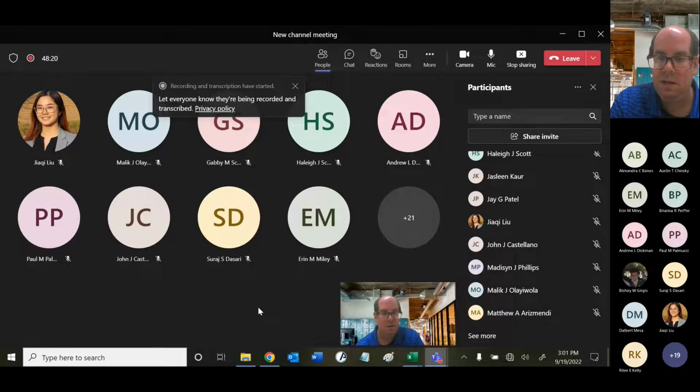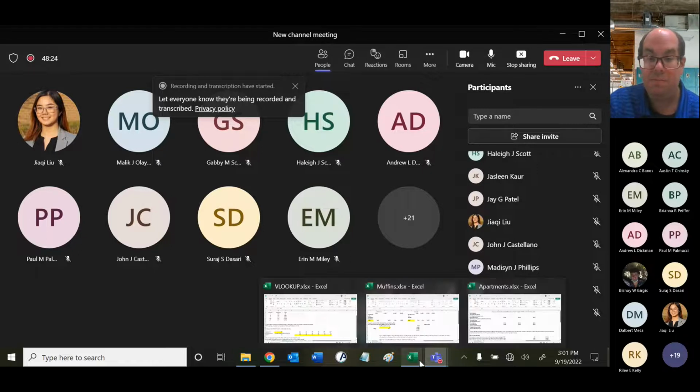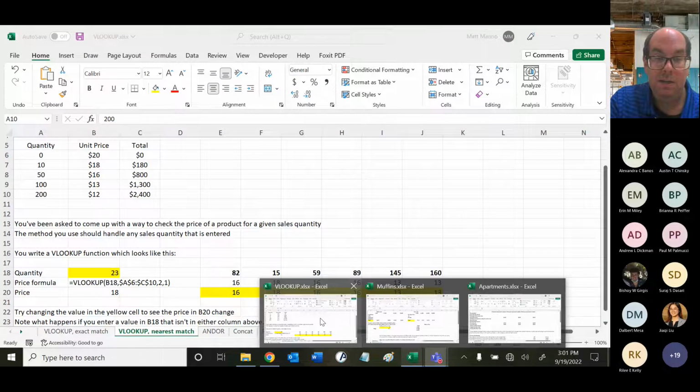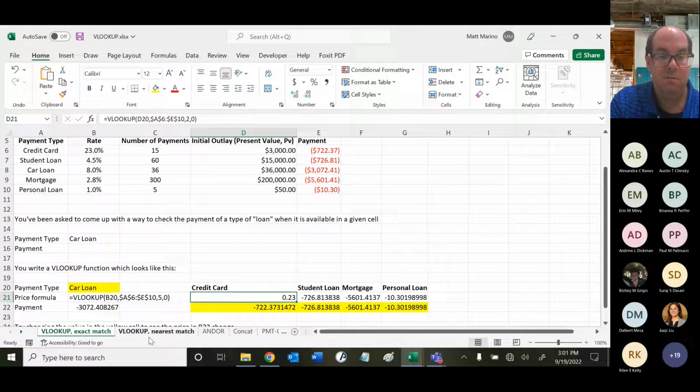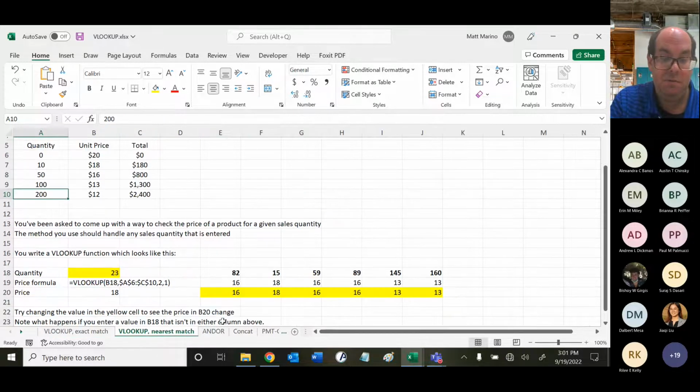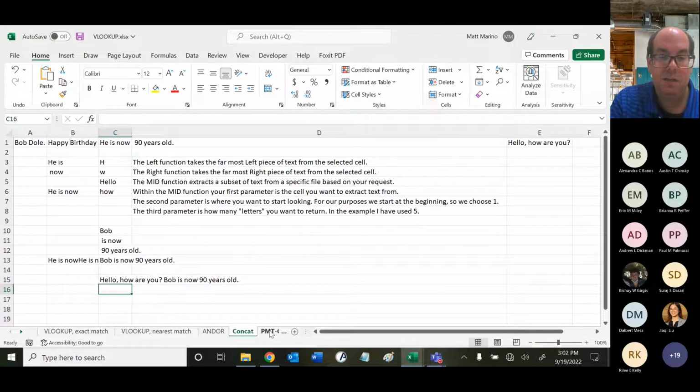Okay, are there any other questions with the VLOOKUP? Like I said, there's no homework associated with this, but you should definitely know how to do each of the VLOOKUPs for the exam. And concat we'll touch on more next week with the string work we do.